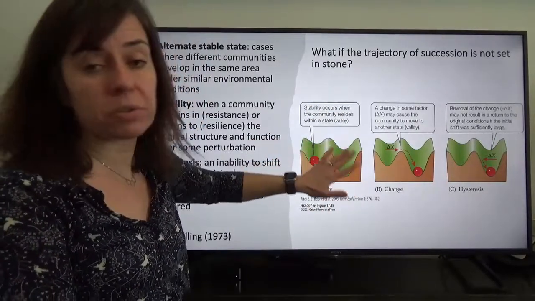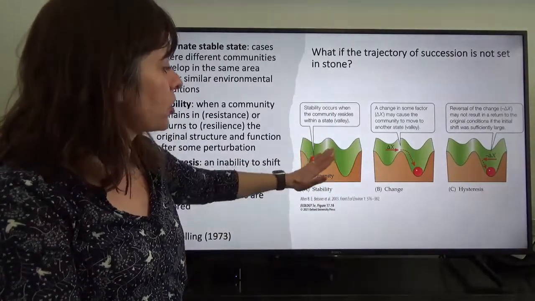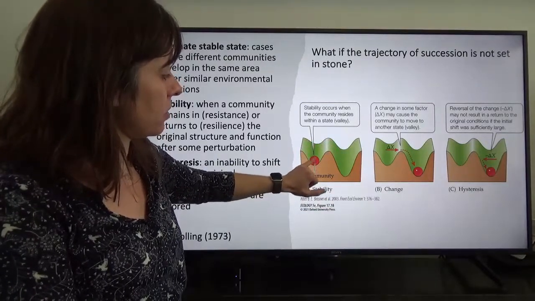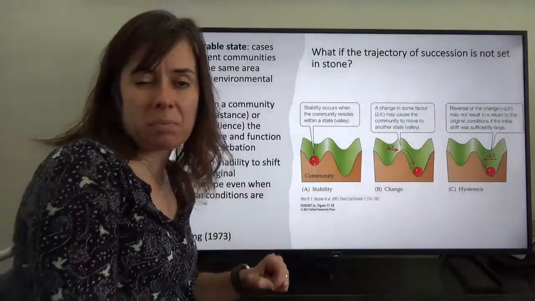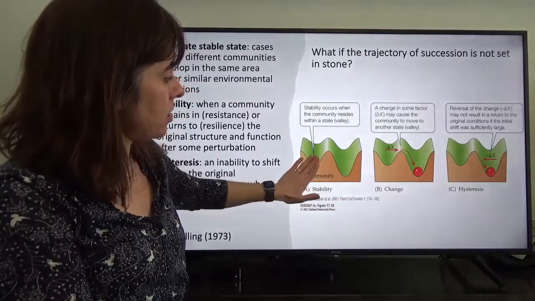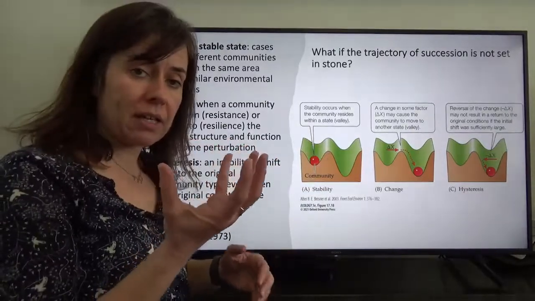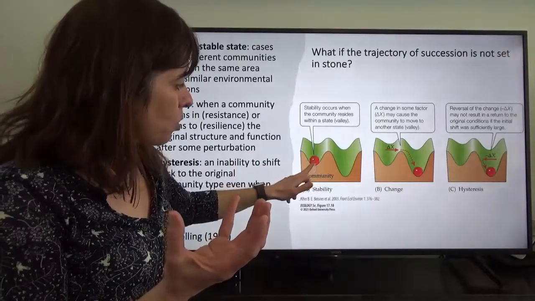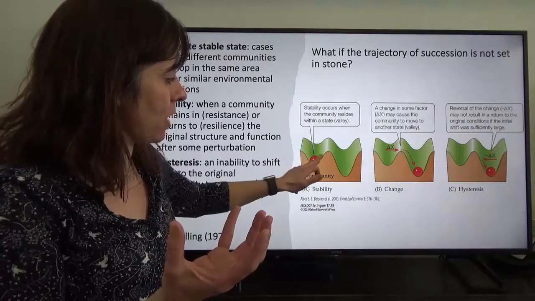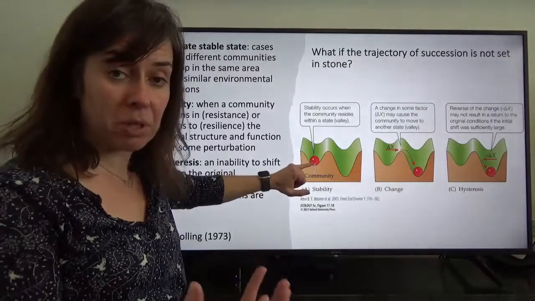So we often think about communities in these multiple landscapes. So what this is showing us is, let's say this is your community of interest. Let's say it's a black spruce forest, just because I like black spruce forests. Now, an alternate stable state. So you can imagine a marble in a trough like that. If you push the marble up, it's going to roll back down. Okay, so we think of this as areas of attraction. And in ecology, this trough here would be the community, the black spruce forest, let's say.